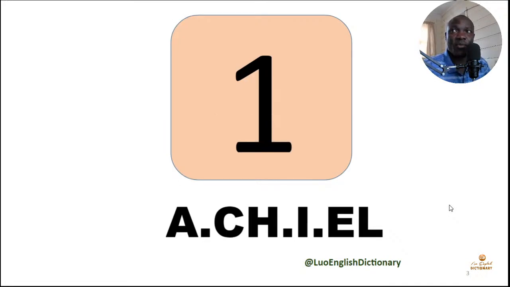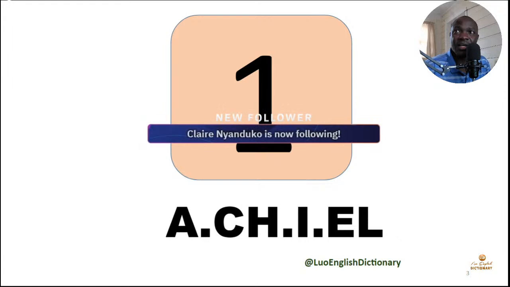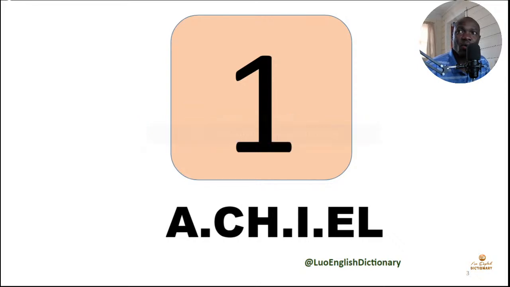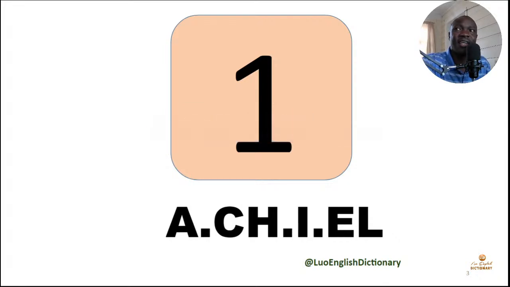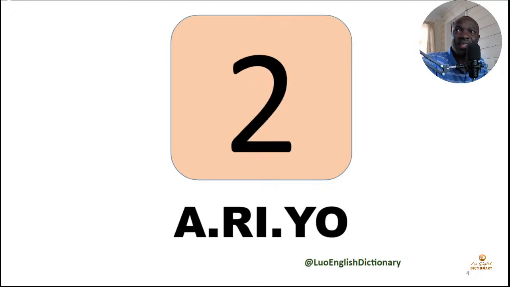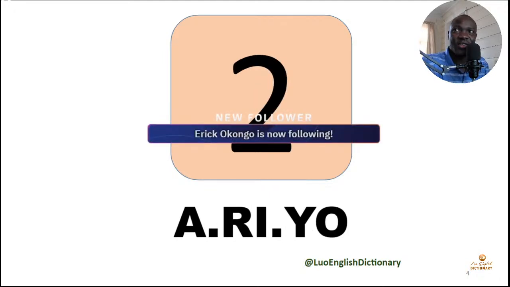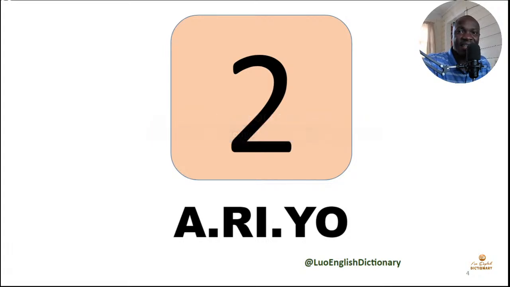Then now let's start from 1, and the dots are just separating the syllables so that you can know how to say it. Okay, so 1 would be ACHIEL. That's 1. And then 2, ARIO. That's 2.